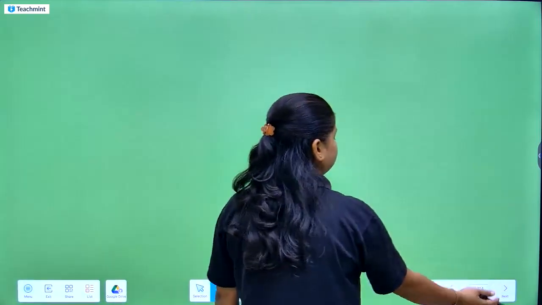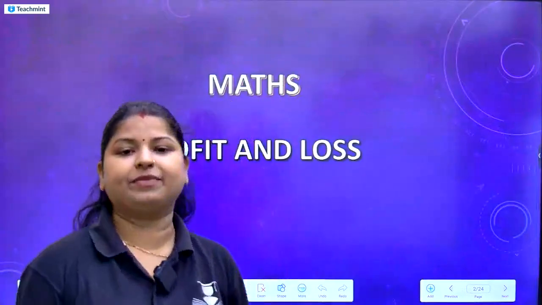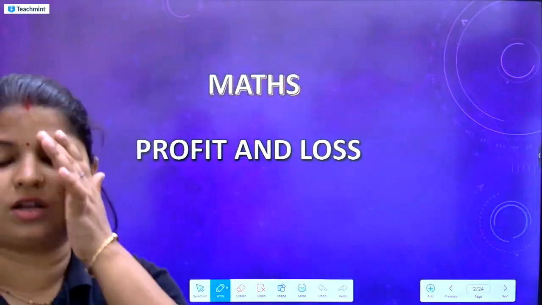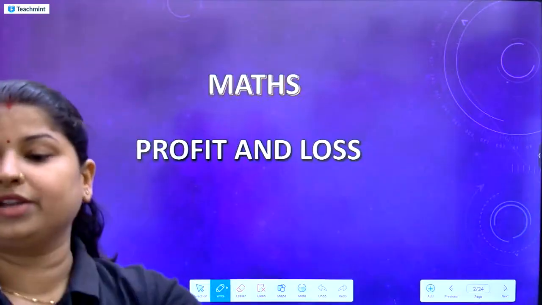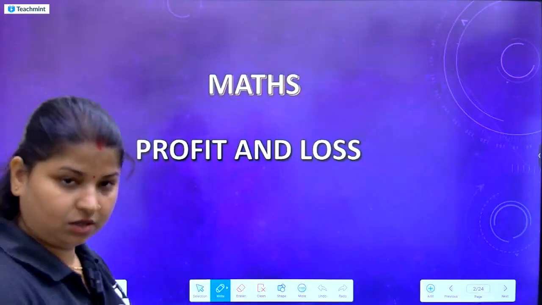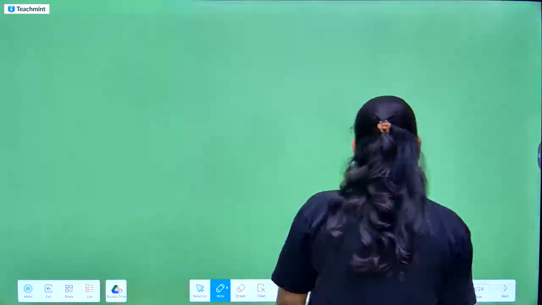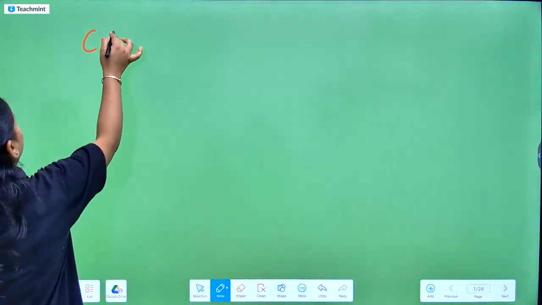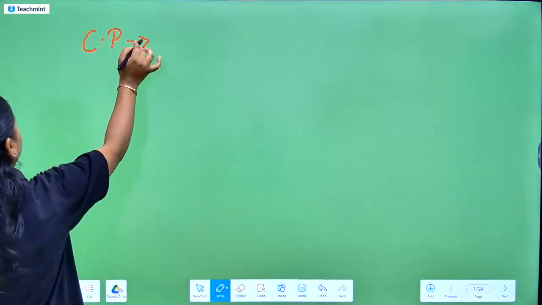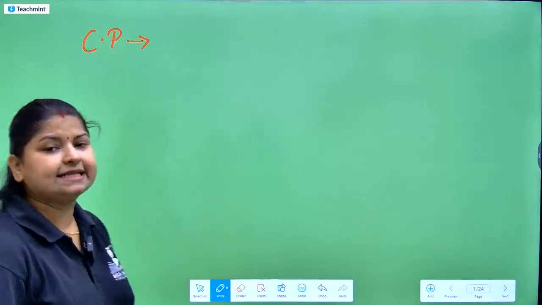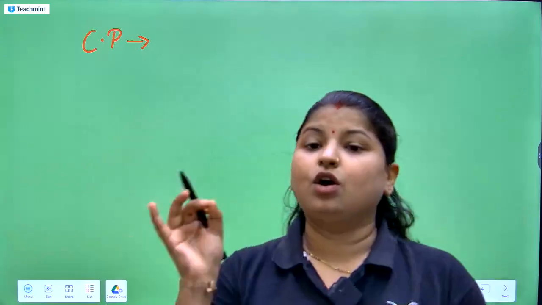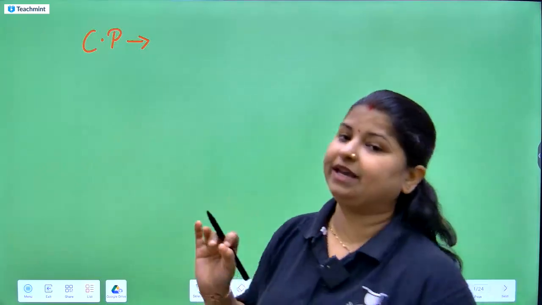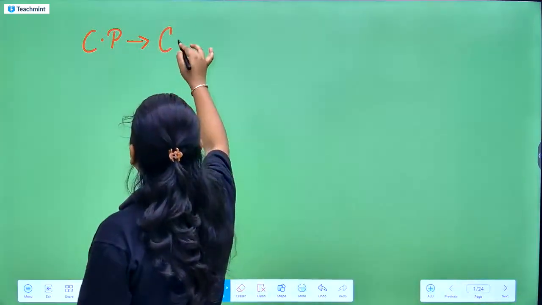The topic name, Prisha, in the starting of the class, it was all the topic name, that is profit and loss. Today we are going to do profit and loss. And before starting profit and loss, let me introduce you to certain concepts. So first one is CP. Full form of CP is cost price.